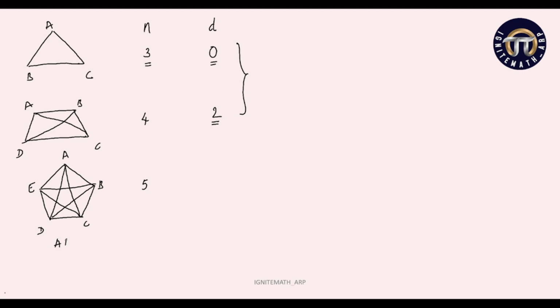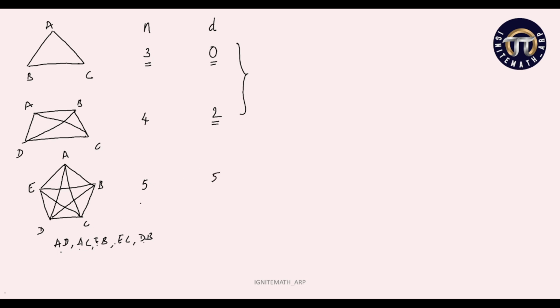AD is one diagonal, AC is another diagonal, EB is one diagonal, EC is another diagonal, then DA and AD are the same, DB is another diagonal. Clear? Then EC and CA are the same, AC is the same, DB we have written, and EC: 1, 2, 3, 4, 5 diagonals we have got. Clear? 5 diagonals I have got.